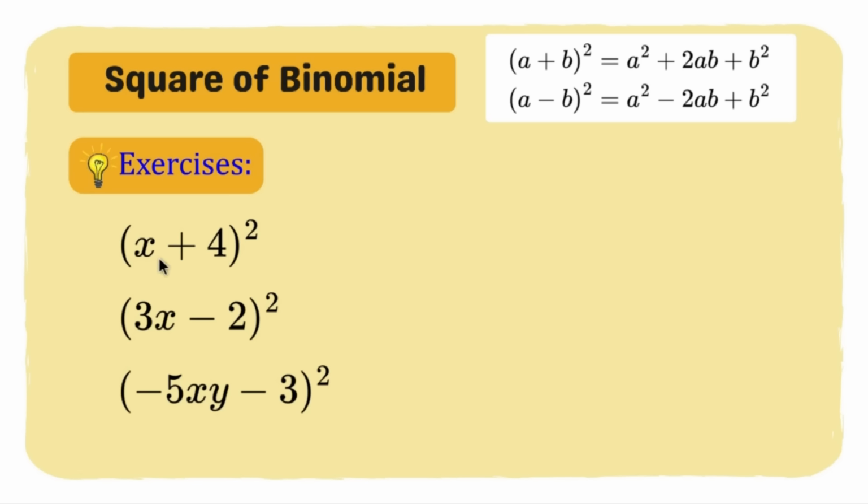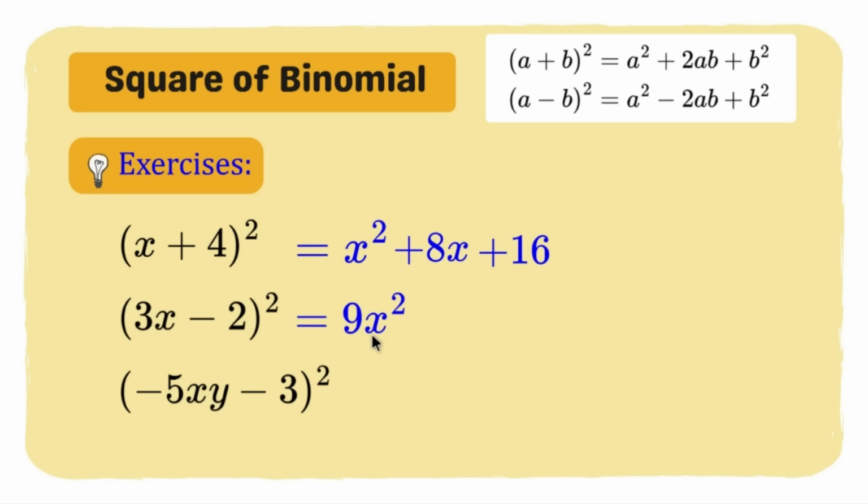So we have here x plus 4, the quantity squared. We have here x squared plus 8x plus 16. Okay? So paano nakuha yan? You just square the first term, x squared. And then you just multiply yung 4 tsaka x. 4 times x is 4x times 2, kaya naging 8x. And then get the square of our second term. 4 squared is 16. Next one, we have here 3x squared is 9x squared.